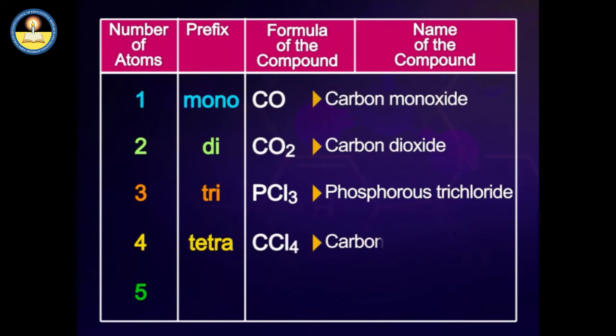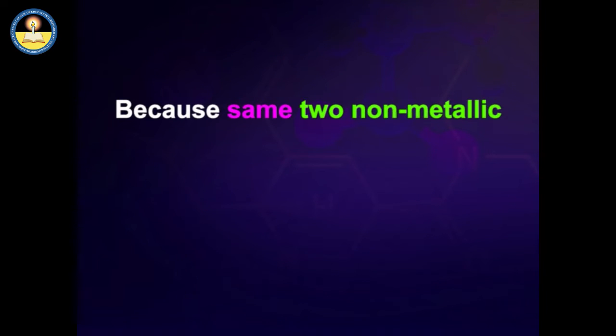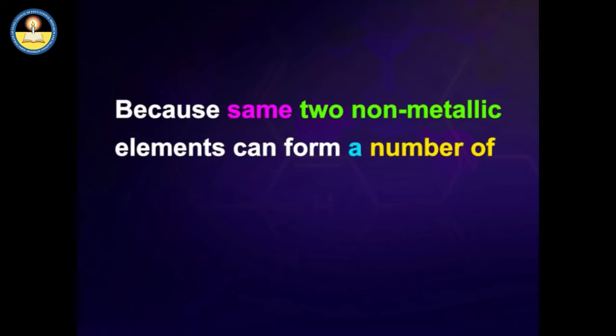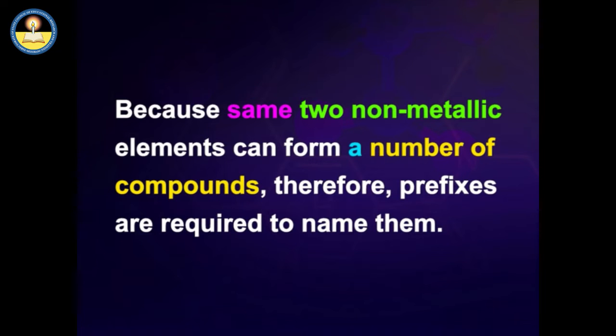Please note that the prefix and the name of the element are written as one word without any gap between them, because the same two non-metallic elements can form a number of compounds. Therefore, prefixes are required to name them.